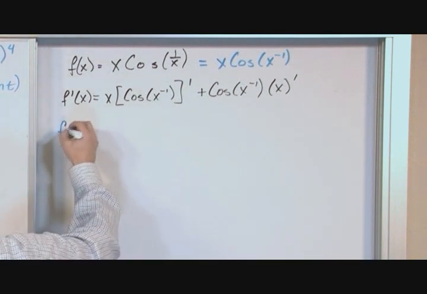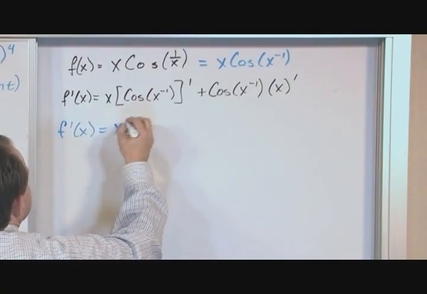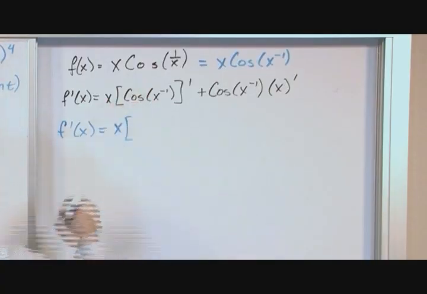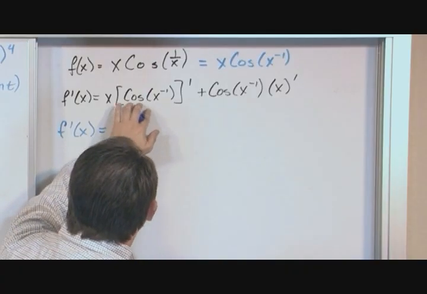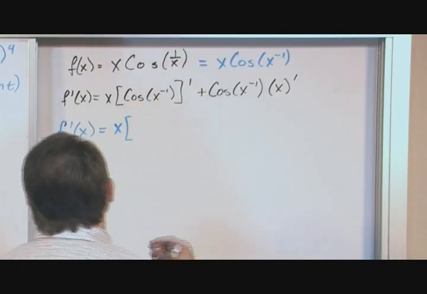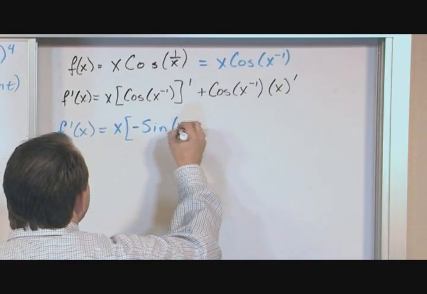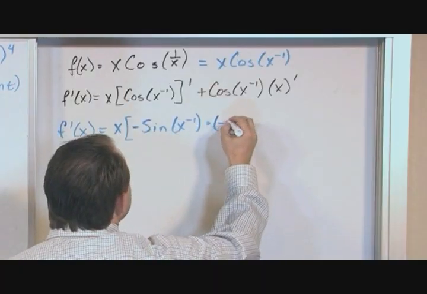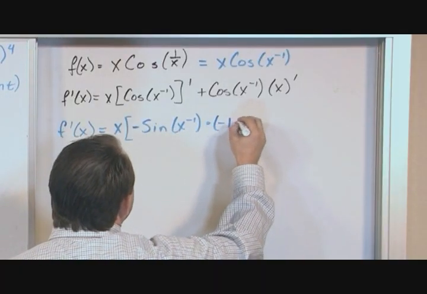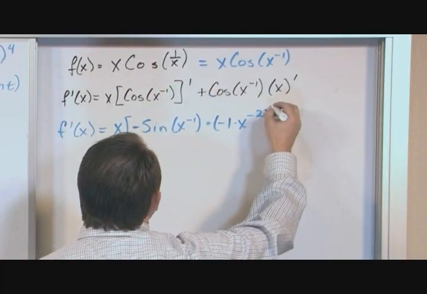F prime of x is equal to x, what is the derivative of cosine? Because this is a nested function, this is where we're going to have to use the chain rule. We have an outer function and an inner function. So the derivative of cosine, the outer function, is negative sine. We keep the argument intact, but then we take the derivative of the inner guy, which is negative 1 times x to the negative 2. Take the exponent down, subtract 1 off the exponent.